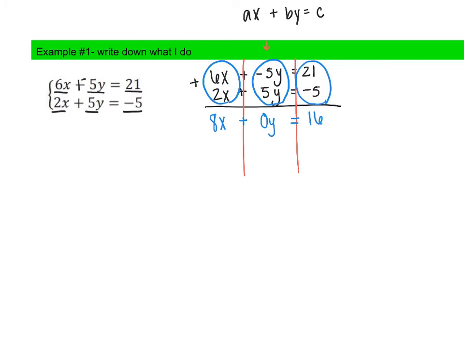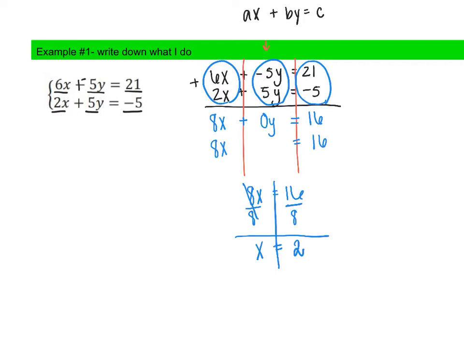So now I have this equation, and I have 0 y's. So this actually simplifies to 8x equals 16, because there's no y's there. And now that I have this equation, 8x equals 16, I've eliminated one of my variables, and I can very easily solve for that x. Draw a line through my sign, try to get x by itself, divide by 8, divide by 8, and I get x equals 2. Okay, so I'm almost done with solving this system of equations.